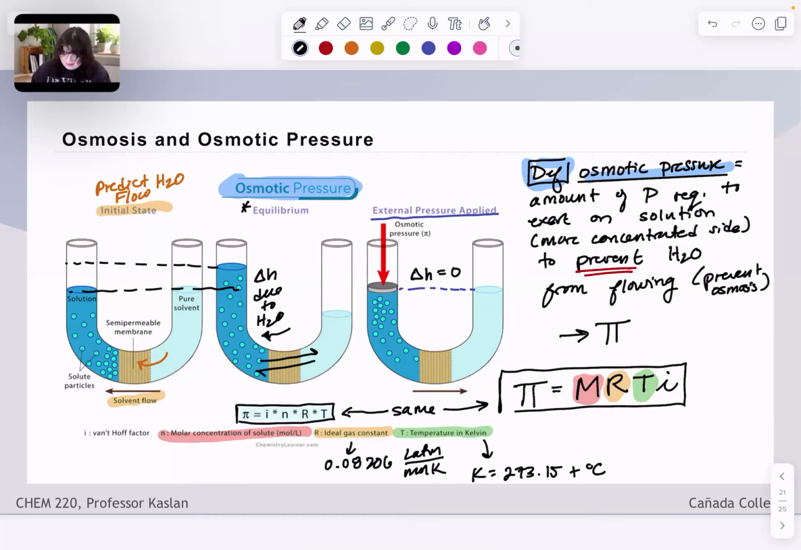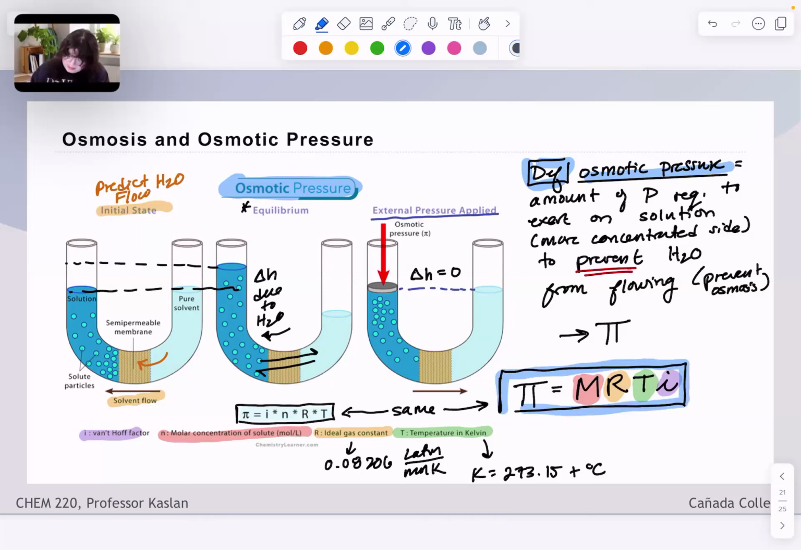And then I is our good dear friend, the Van't Hoff factor. Oh, that is not what I wanted. I wanted a highlighter. There we go. So I, the Van't Hoff factor. So again, it's a colligative property. We care about how much of our particles are getting in the way of our solvent. So we need to account for that using the Van't Hoff factor. This is our definition of osmotic pressure.